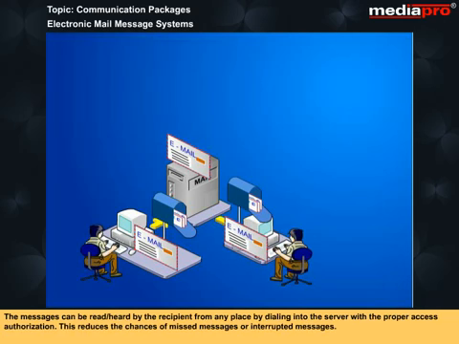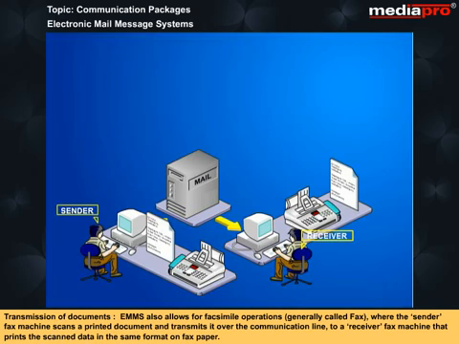The messages can be read or heard by the recipient from any place by dialing into the server with the proper access authorization. This reduces the chances of missed messages or interrupted messages. Transmission of documents. EMMS also allows for facsimile operations, generally called fax, where the sender fax machine scans a printed document and transmits it over the communication line to a receiver fax machine that prints the scanned data on the same format on fax paper.